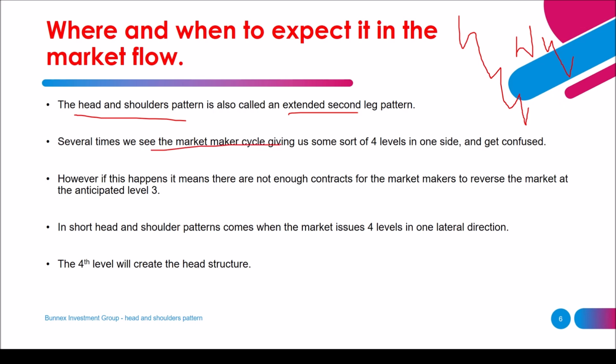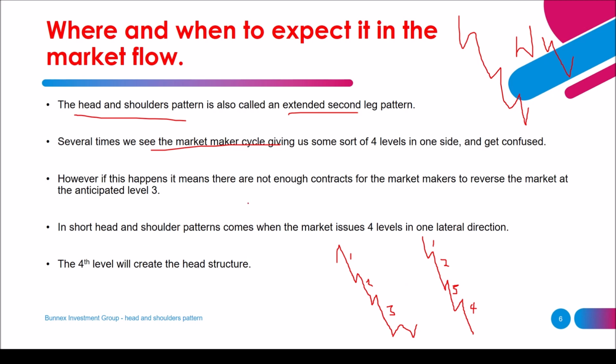So several times we see the market makers giving us some sort of 4 levels in one direction, and this gets us confused. You were actually counting your levels 1, 2, and for the purposes of new subscribers, we use the market maker method on this channel, where we do counting of levels, anticipation of market reversals, and so forth. So you've counted your levels 1, 2, and 3, and you reach the third level where you are anticipating to see an M like this. But you would see that the structure has been varied, and you have 4 levels: 1, 2, 3, and 4, right?